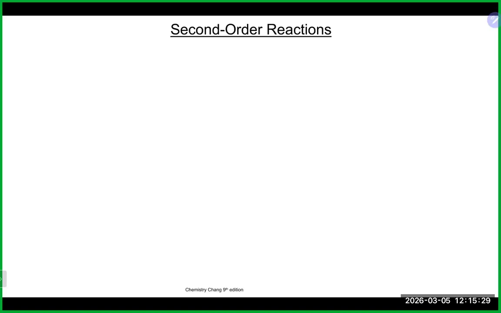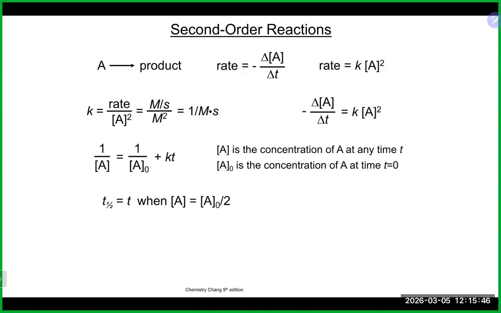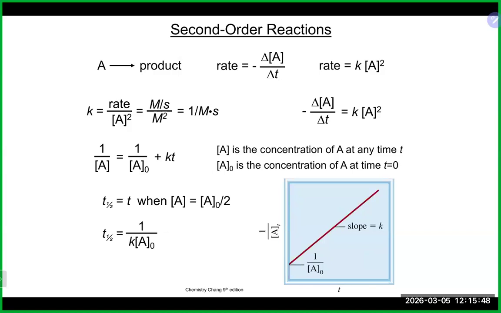The next order of reaction we're going to talk about is second order reactions. So again, what we were just talking about is specifically related to first order reactions, and those are the equations used for that. Let's talk about what we've got going on with a second order reaction and the important parts of it.